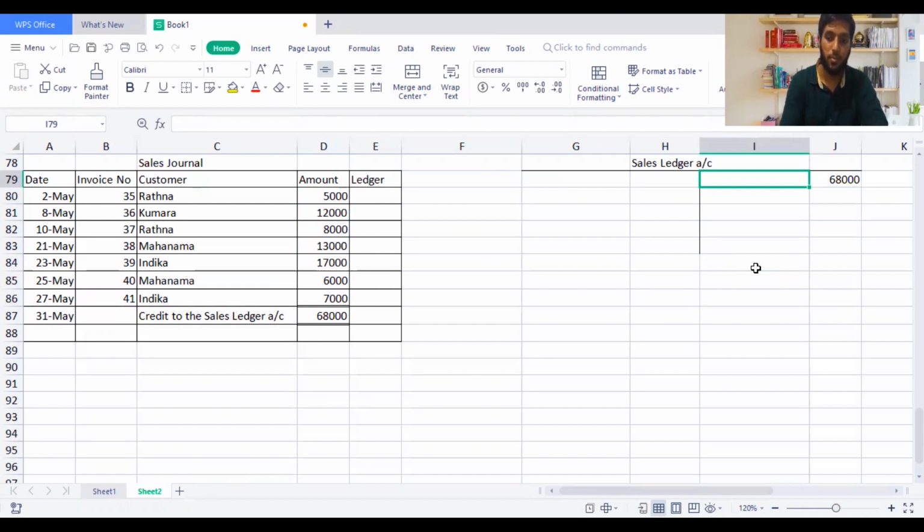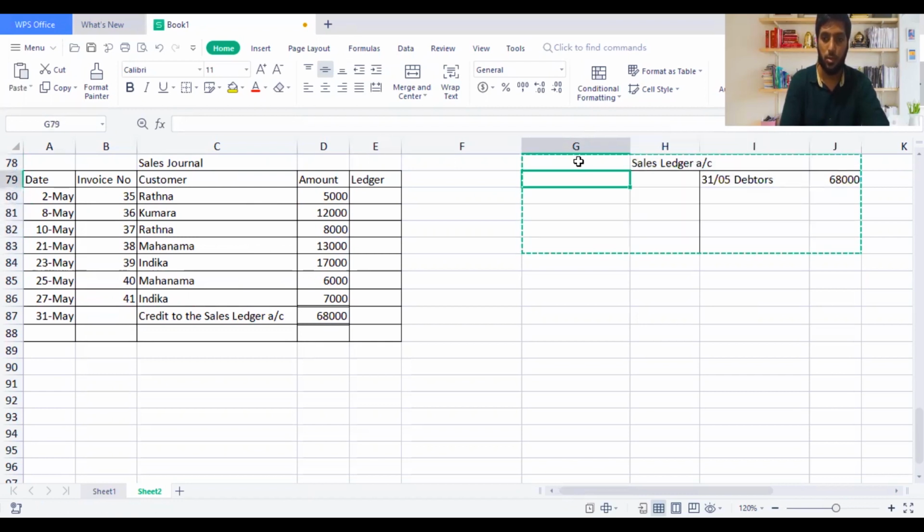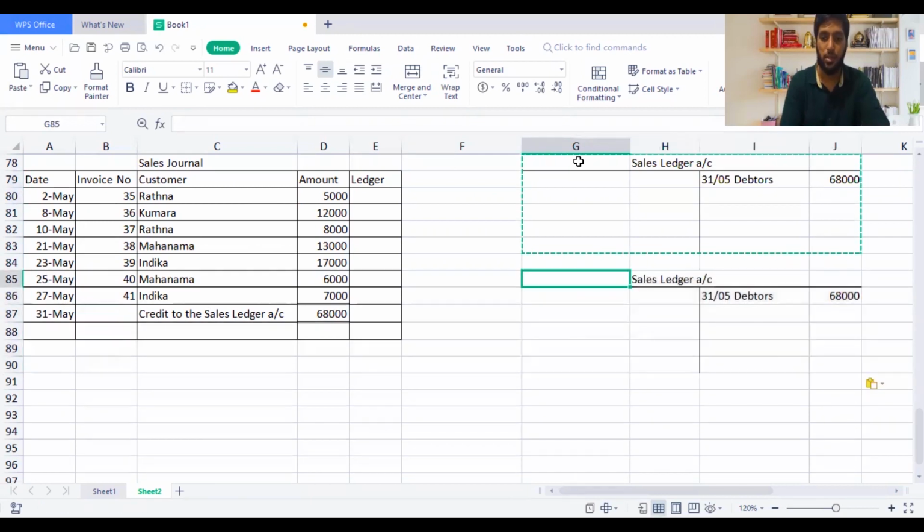You can say 31st May. 31st May, you can say debtors. In the textbook they are using buyers, but I ask you to use debtors as the term. Now I'm going to open up a few accounts. Now there's Ratna, Kumara, Mahanama, Indica. There are only 4 debtors. So I'm going to open up 4 debtor accounts to make my life comfortable and yours too. For debtors, you can say traders, or you can also say trade receivables, right?